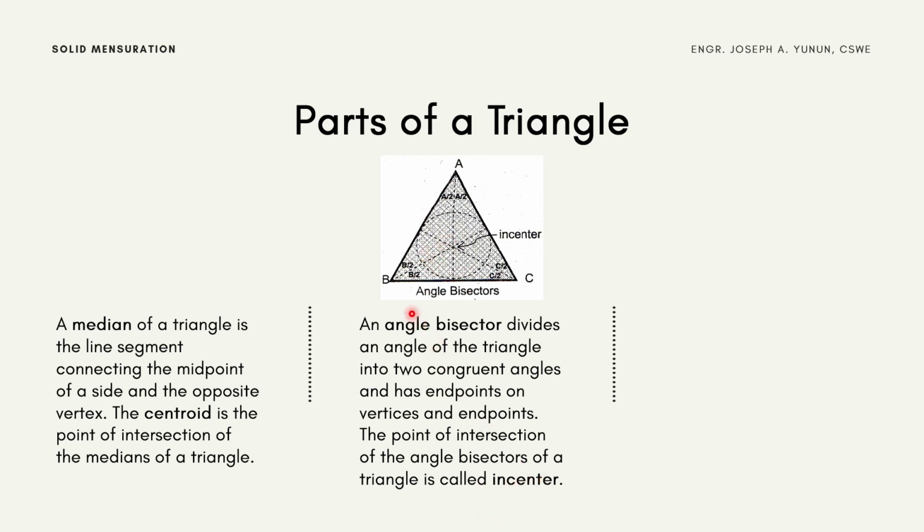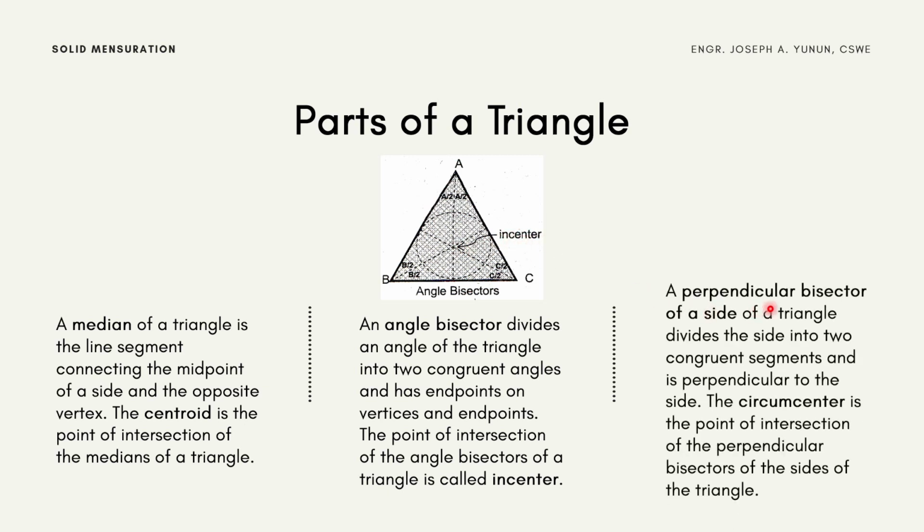So notice that angle bisector. For example, angle B: if you draw an angle bisector here, you divide that angle B into two equal angles, or two congruent angles. Similarly, if you draw at vertex C and vertex A, the point of intersection of those angle bisectors is called the incenter.